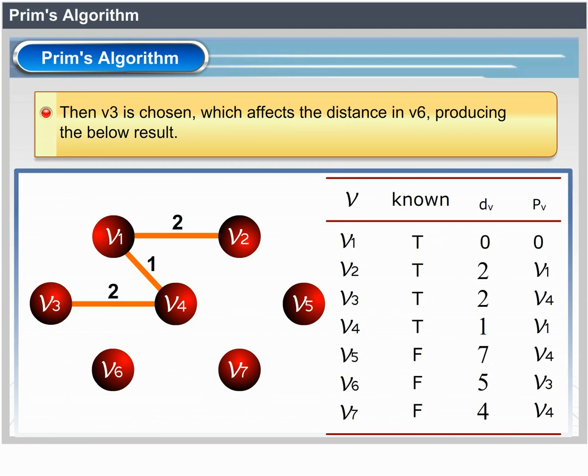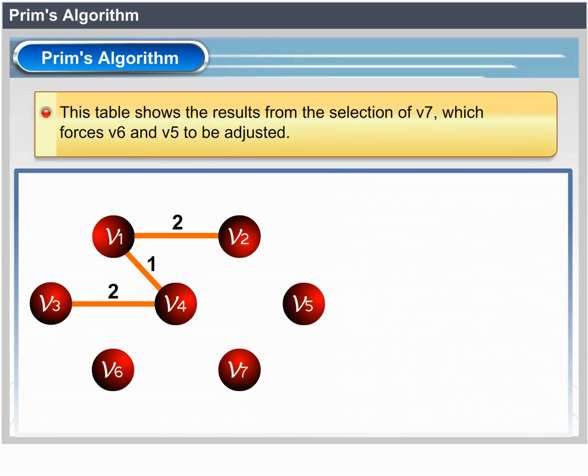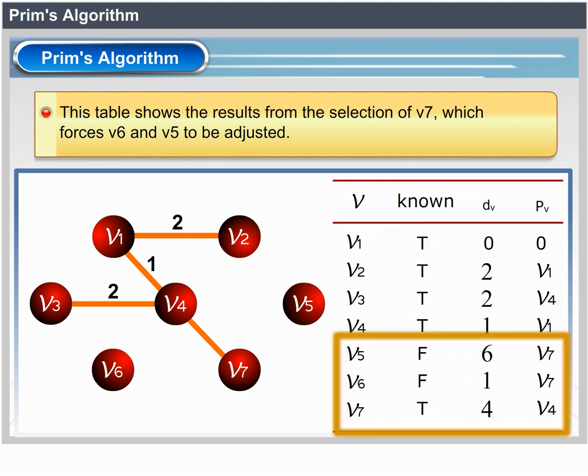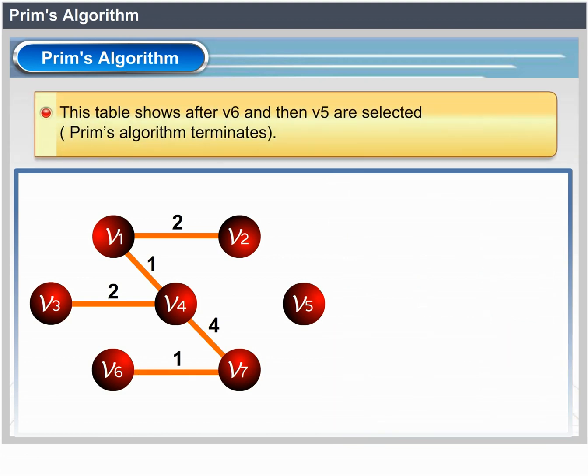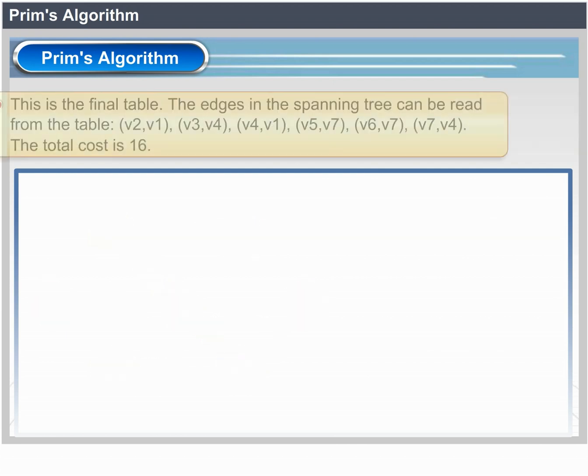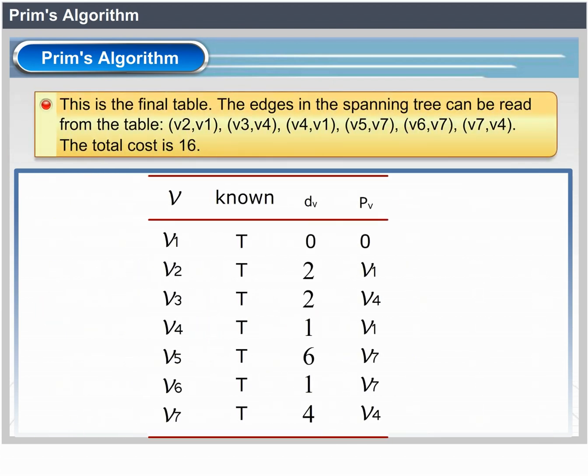This table shows the result from the selection of v7, which forces v6 and v5 to be adjusted. This table shows after v6 and then v5 are selected, Prim's algorithm terminates here. This is the final table. The edges in the spanning tree can be read from the table: v2, v1; v3, v4; v4, v1; v5, v7; v6, v7; and v7, v4. The total cost is 16.